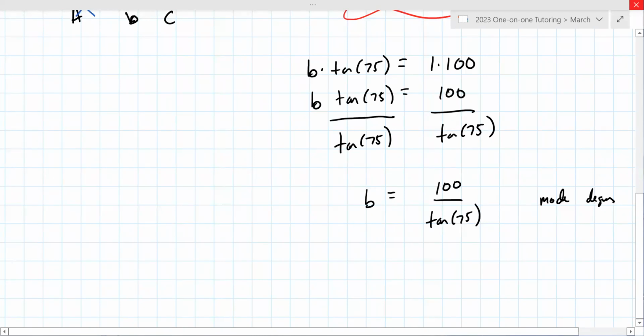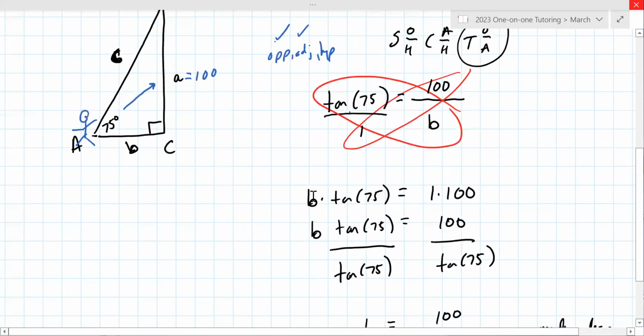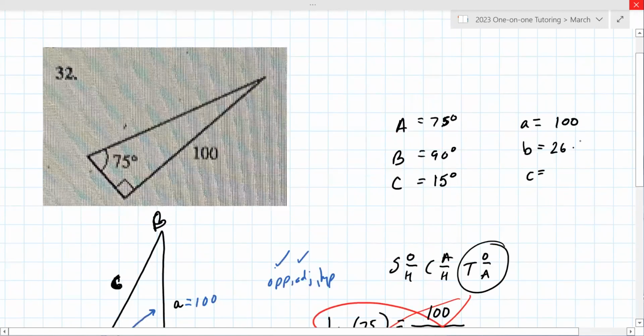So I got 26.79. Okay, so we'll just say 26.8 for that. So we're just filling in this table back up here. All right, we found that b is 26.8.